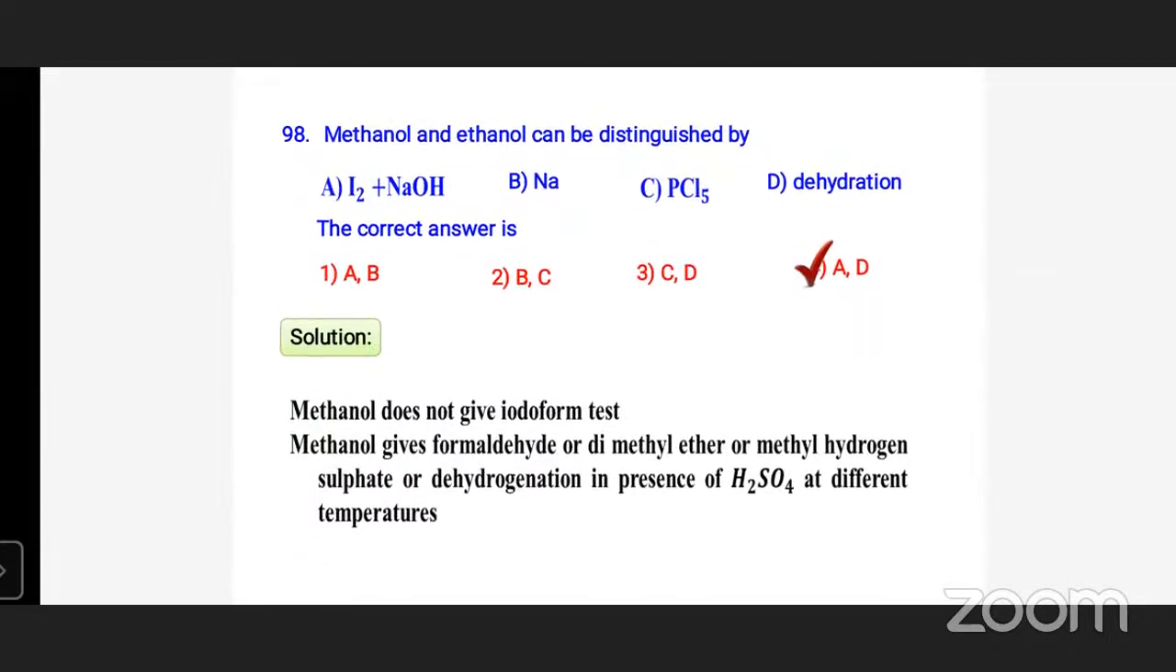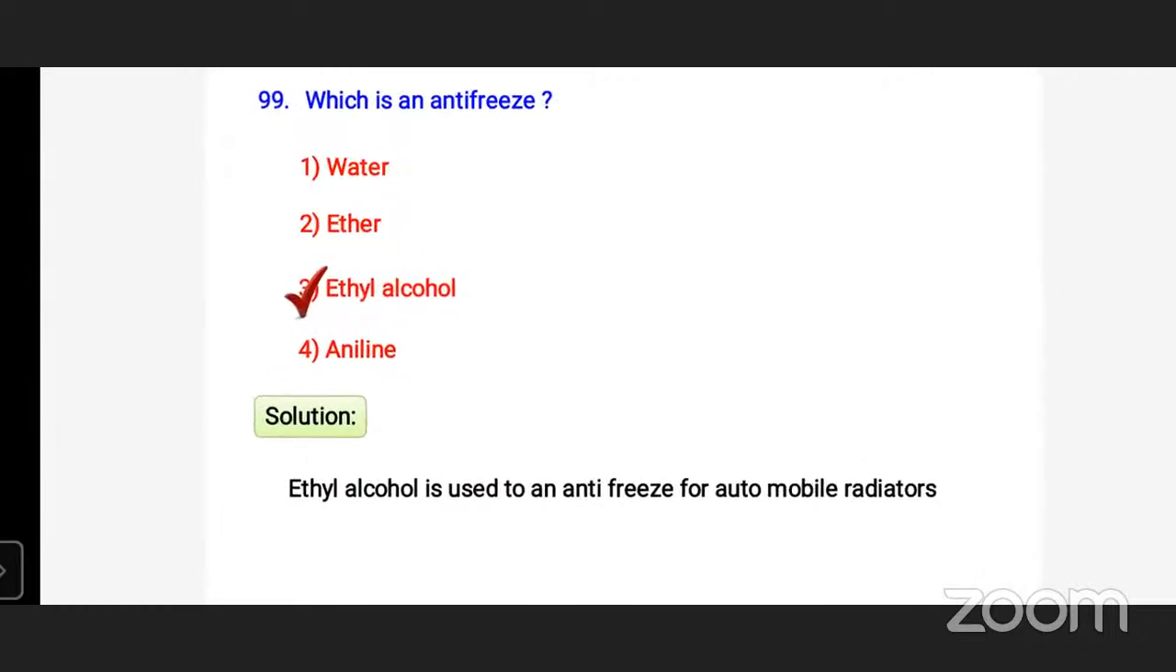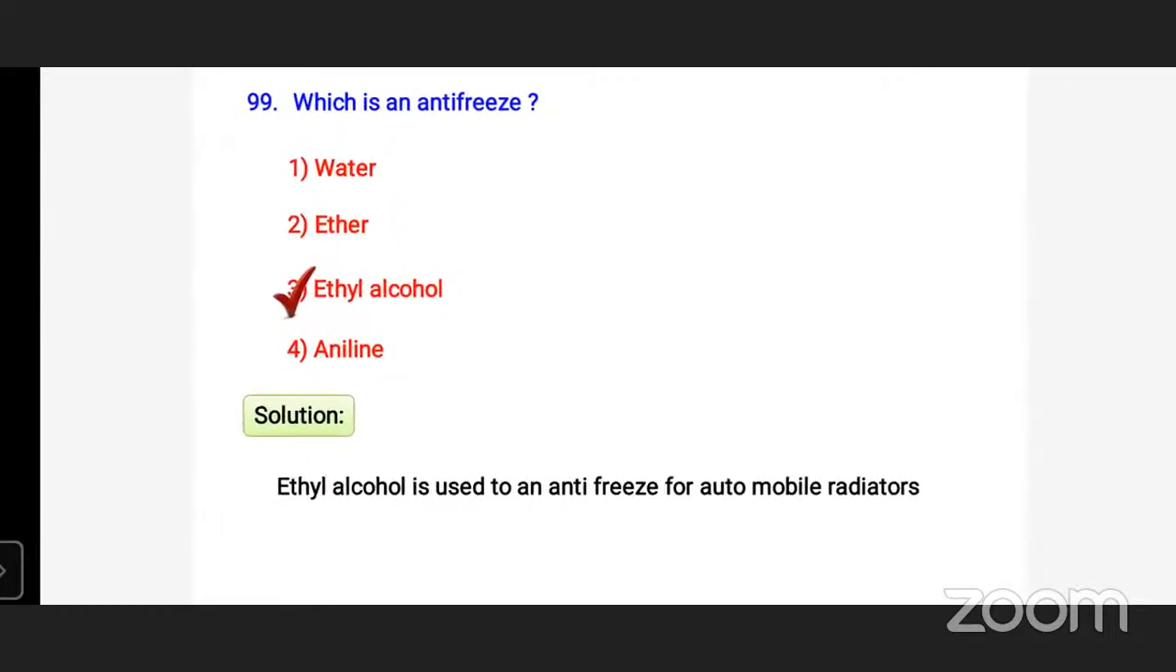I2 plus NaOH and dehydration distinguish between methanol and ethanol. Which is an antifreeze: water, ether, ethyl alcohol, or aniline? Ethyl alcohol is used as an antifreeze for automobile radiators. So antifreeze is ethyl alcohol, and the third option is the correct option.